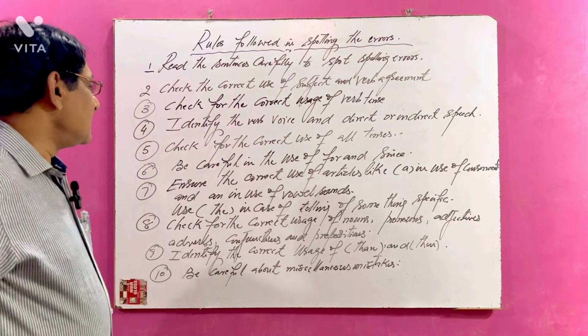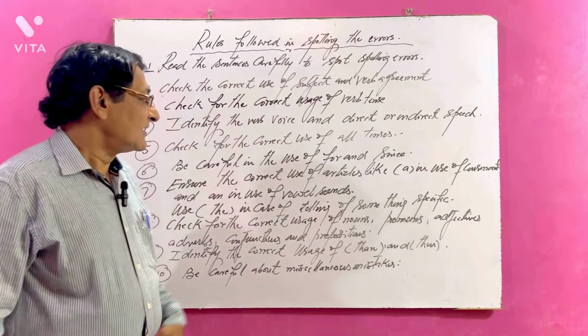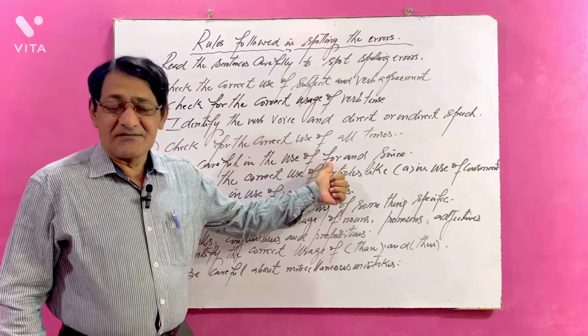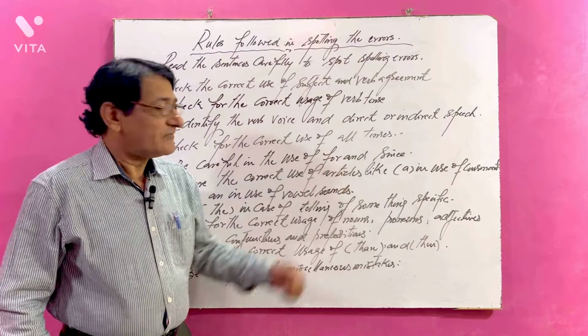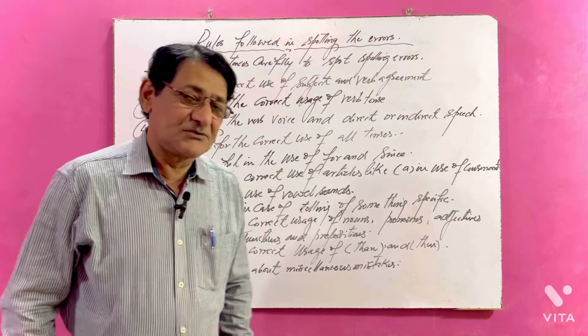Number 6, be careful in the use of for and since. Very important point. We have to know where to use for, especially for a period of time, and since, for a point of time. We have to keep in mind the actual use of for and since.